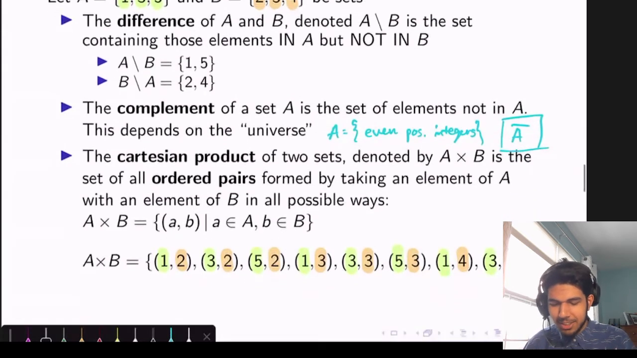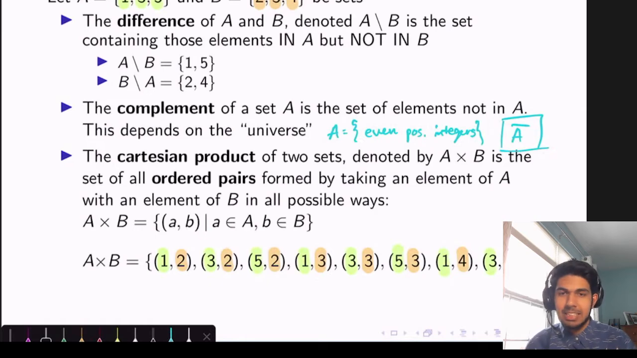Finally, we have the Cartesian product, or the cross product, of two sets, and that's denoted with this little cross in the middle. That's not times, at least with sets, we call it cross, so A cross B. That's a set, again, of all ordered pairs. These pairs are formed by taking an element of A with an element of B in all possible ways. So in terms of set notation, A cross B is the set of all pairs (a, b).